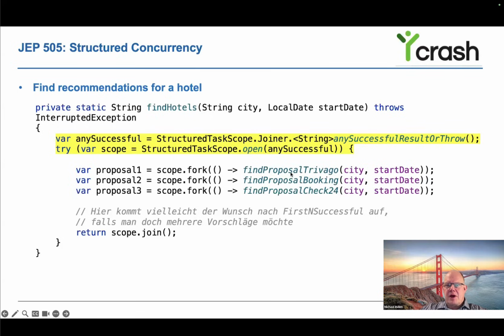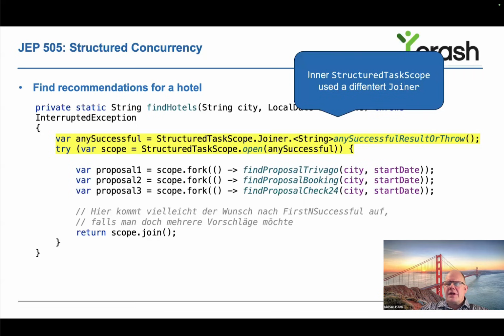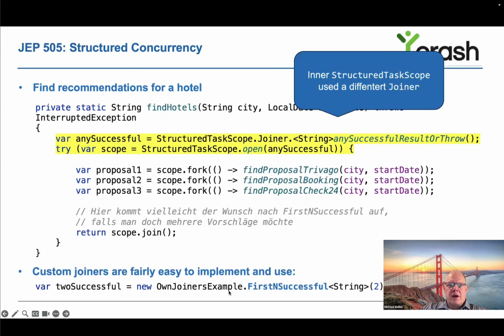But perhaps at this moment you think, okay, it would be nice if we do not just get one, but perhaps a selection of two or three. And this is also possible. You can build up your own joiners, and this is really not that hard. It's about 20 lines of code. So you can build your own joiners. Let's call it first and successful. And then we can just get the first successful results, in this case, the first two.